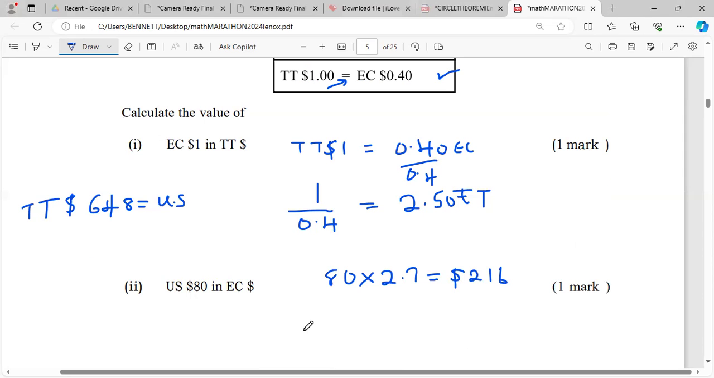So in order to convert from TT to Eastern Caribbean, you know that $1 equals 40 cents. So the number must look smaller, right? And that is 40 cents Eastern Caribbean. So if we have Trinidad 648, we expect a number less than 648. So that will be 648 times the 40 cents. That will make it the Eastern Caribbean equivalent.